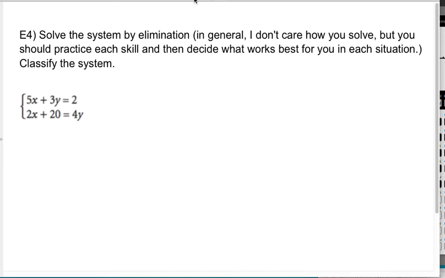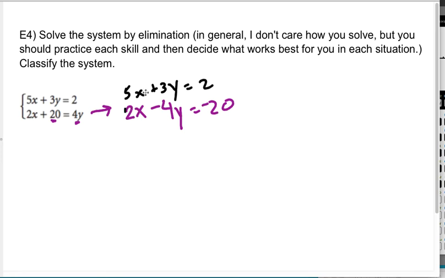So the trap with E4 is that this thing's not lined up. So before I can do anything else, I need to move some stuff around and make this a 2x minus 4y equals a negative 20, right? And then I still have this thing on top, which is a 5x plus 3y equals 2. Now it's up to you. If you pick x to eliminate, you need a common multiple of 10, right? The least common multiple of 5 and 2 would be 10. If you pick y to eliminate, you'd be looking at a 12. Now there are a couple ways around that. The other option is that if you wanted, you could cancel a 2 out of this entire second equation first, because you could actually divide all of these guys by 2.